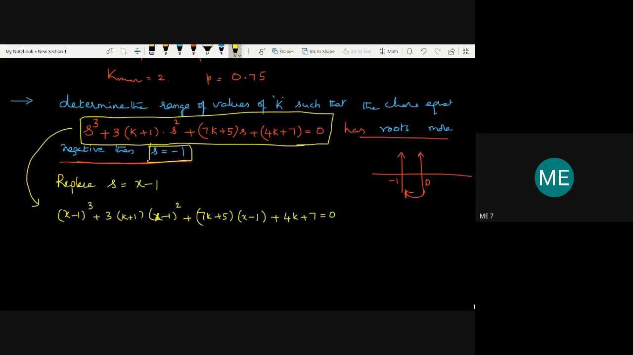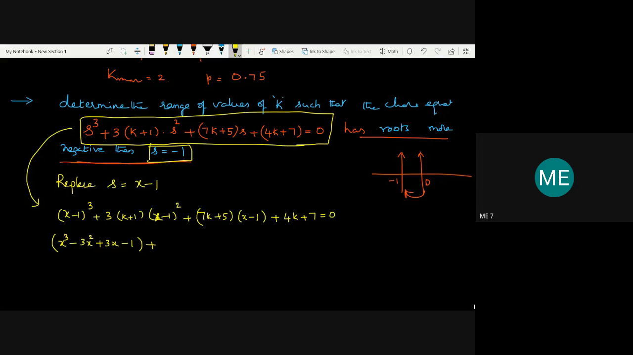Now expand this (a minus b) whole cube. So (a minus b) whole cube is a cube minus 3a square b plus 3ab square minus b cube. So I am using the (a minus b) whole cube form and substituting in this: a cube minus 3a square b plus 3ab square minus b cube. So expanding this (x minus 1) whole cube, I'll be getting like this.